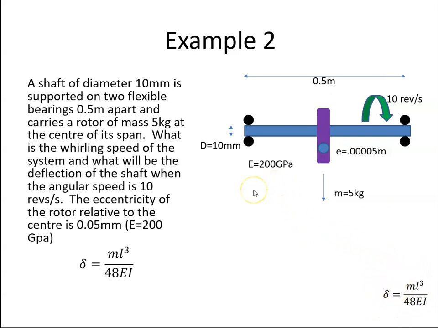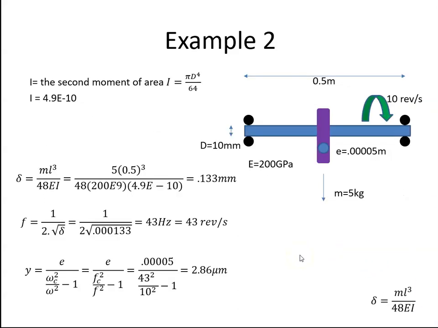Okay. So the first thing, looking at this, we have the mass, we have the length, we have 48, we have E, we need to get I. So I is the moment of inertia. The moment of inertia for the shaft I is pi d to the power 4 all over 64. When we put that into the calculator, we get the moment of inertia to be 49 by 10 to the power of minus 10.